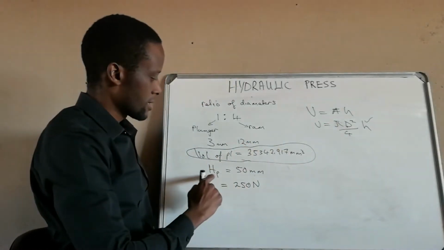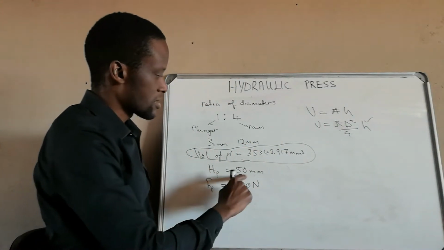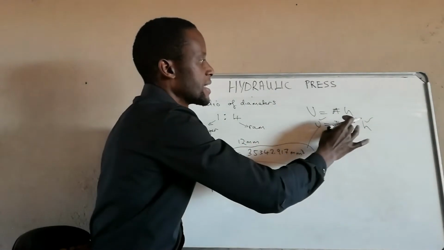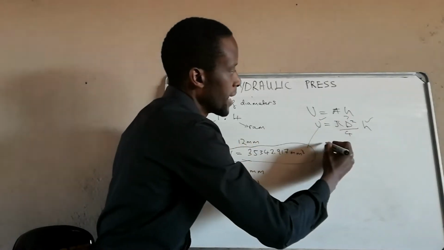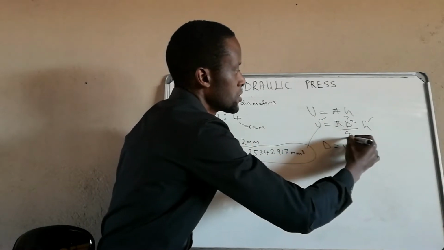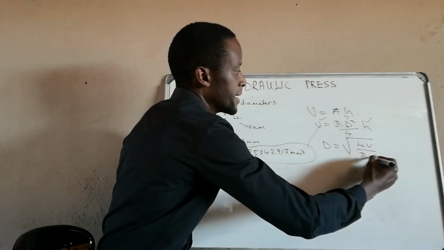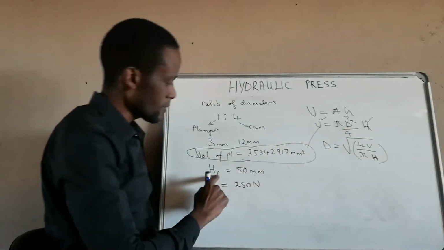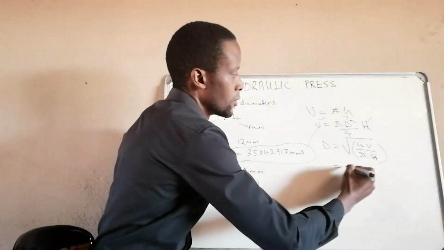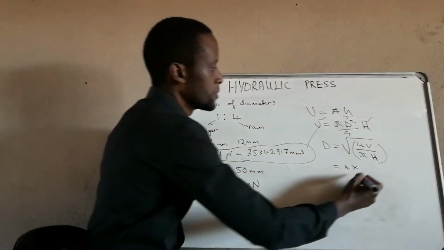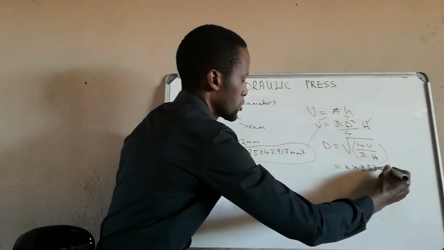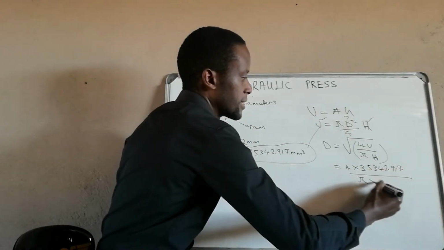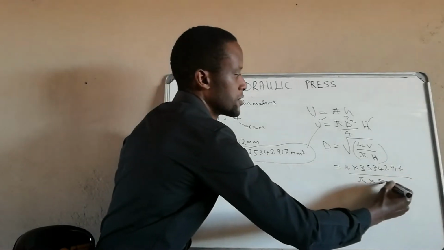We have our stroke length, which is 50 millimeters. We have our volume, which is that. So what we are calculating for is the diameter. We cross multiply. What we'll find is that diameter is equal to the root of 4 times volume over pi times h, the stroke length, which is already given. So now we'll say 4 times our volume, which is 35342,917 over pi times our height, which is 50 millimeters.